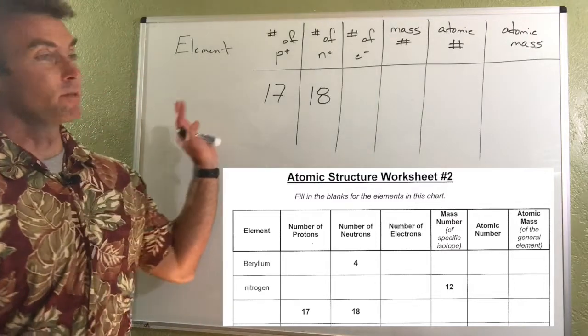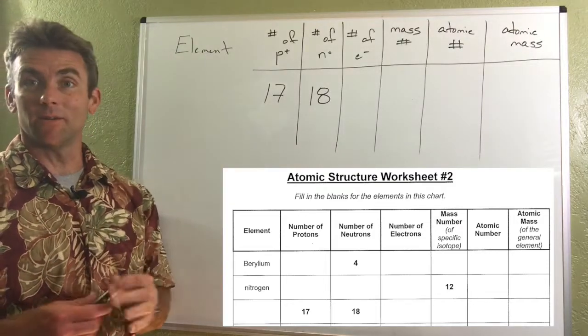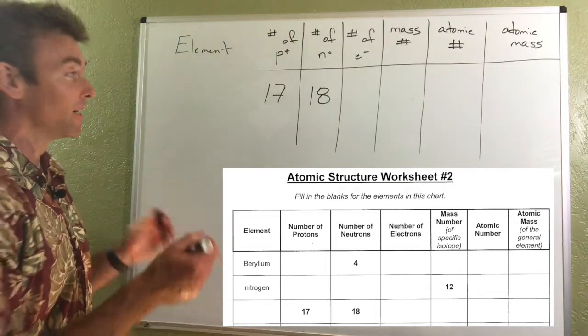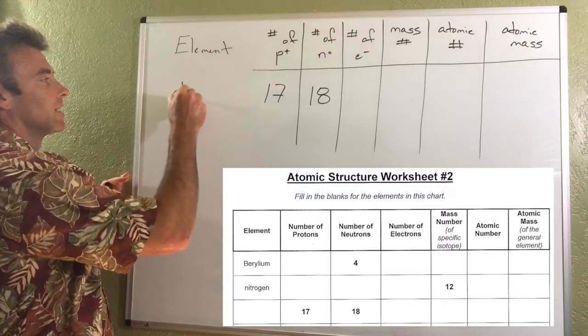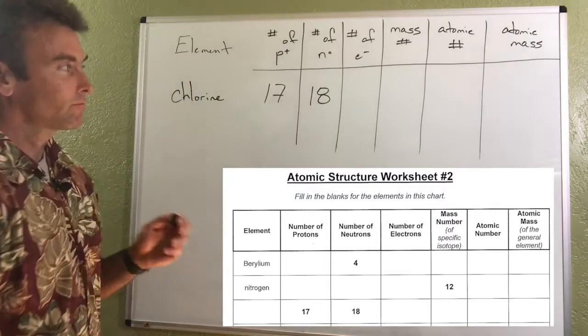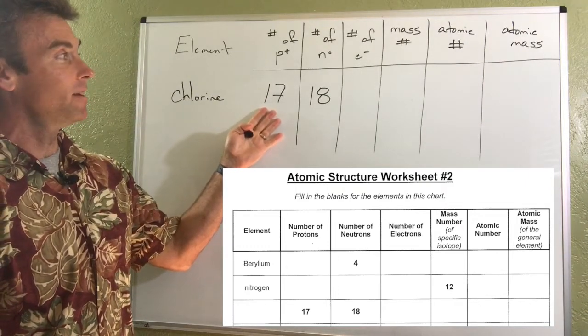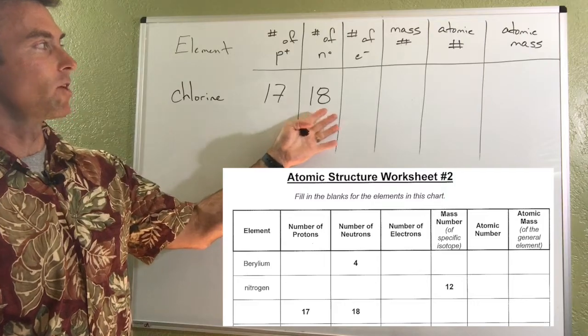It looks like this one's really missing a bunch of information, but it does tell us the number of protons. So it turns out that we know exactly what the element is. We're going to call this thing chlorine. So chlorine, 17 protons, 18 neutrons.